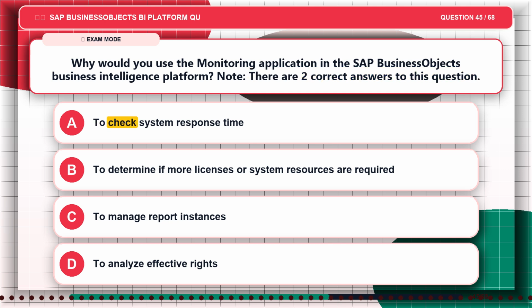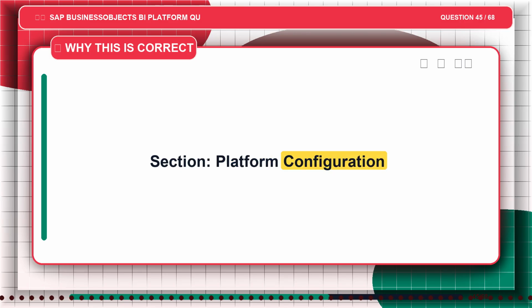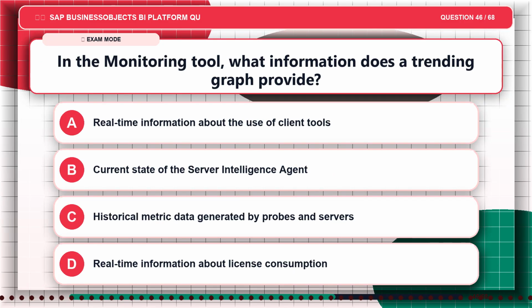Option A, to check system response time. Option B, to determine if more licenses or system resources are required. Option C, to manage report instances. Option D, to analyze effective writes. The correct answers are options A and B. To check system response time. To determine if more licenses or system resources are required. Section, Platform Configuration. Question 46.